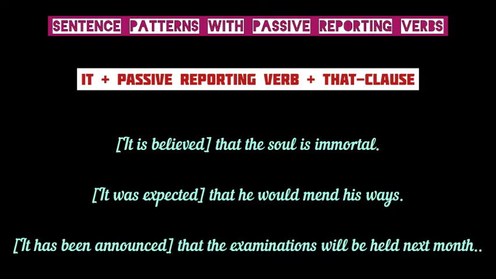In the sentence, it has been announced that the examinations will be held next month, the reporting verb announce has been used in the passive voice before the information the examinations will be held next month. The speaker does not mention here who made this announcement. He is not taking the responsibility for this information. Why? Because he is not sure of the veracity or truth of this information. In this way, the passive reporting verb is used as a distancing expression.